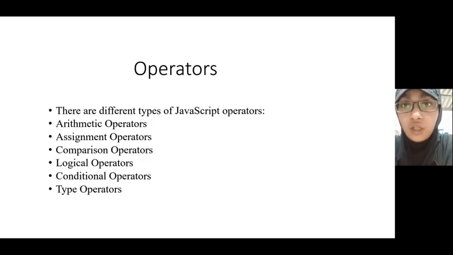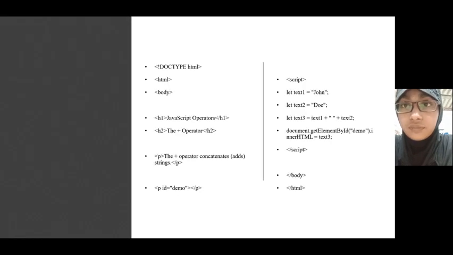Now let us discuss the operators. There are different types of JavaScript operators: arithmetic, assignment, comparison, logical, conditional, and type operators. These are what we discussed in programming languages like C, Python, and Java. So let us consider one example to cover all these operators.